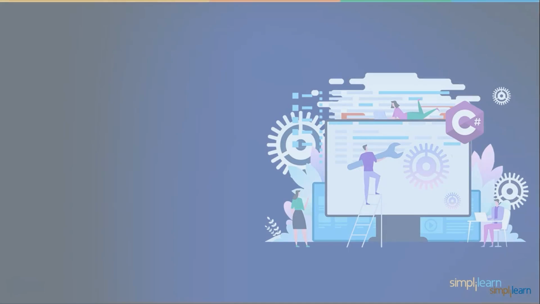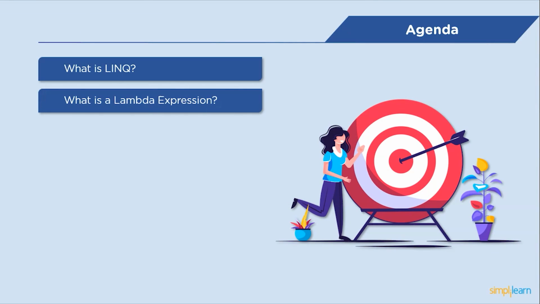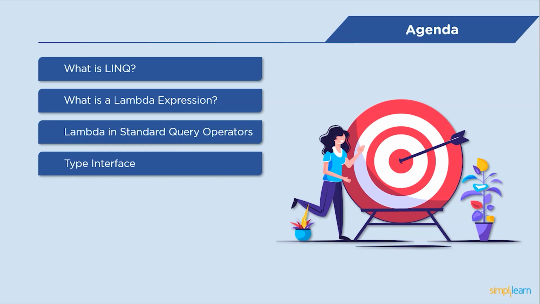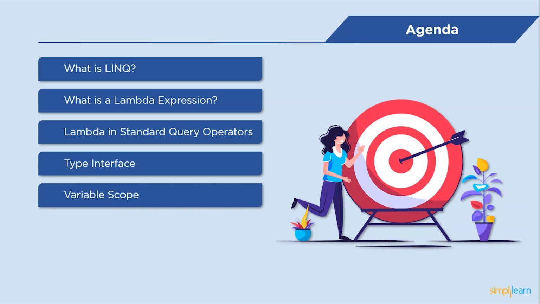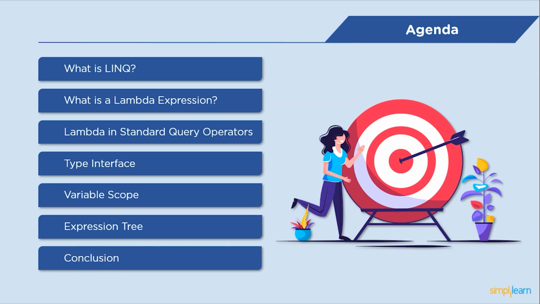So now, without any further ado, let's get started with the agenda for today's session. We will begin our session with a discussion on LINQ. Then we will discuss the lambda expression and async lambda. After that, we will look into the lambda in the standard query operators with an implementation. Now we will dive into the type inference. Then we will discuss the variable scope. After that, we will have a look at the expression tree and expression statements. Finally, we will wind up this session with a conclusion.